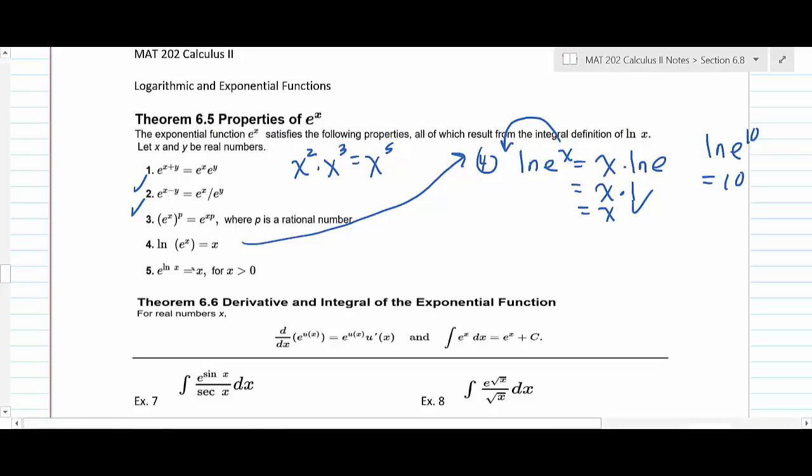Okay, then we got this property. What this is saying, and you'll use this a lot at the end of this section, is that if, for instance, you had e to the ln of 2, the answer is 2. That's the answer right there. Now let me show you where that comes from. Somebody has to figure this stuff out. It's actually very easy to show you where this statement comes from.